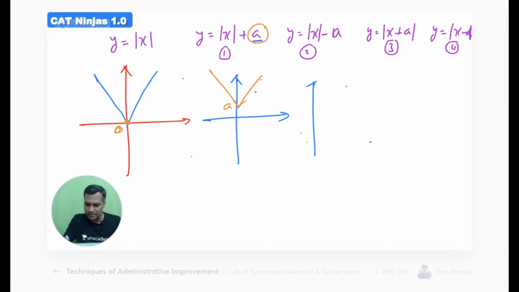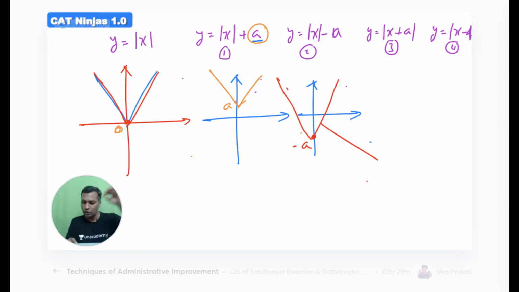Now y is equal to mod x minus a. Shift it down. There was a graph here; shift it down by a units. Bring it down by a units. This is minus a. Go up, go down, and then coming to the other one.